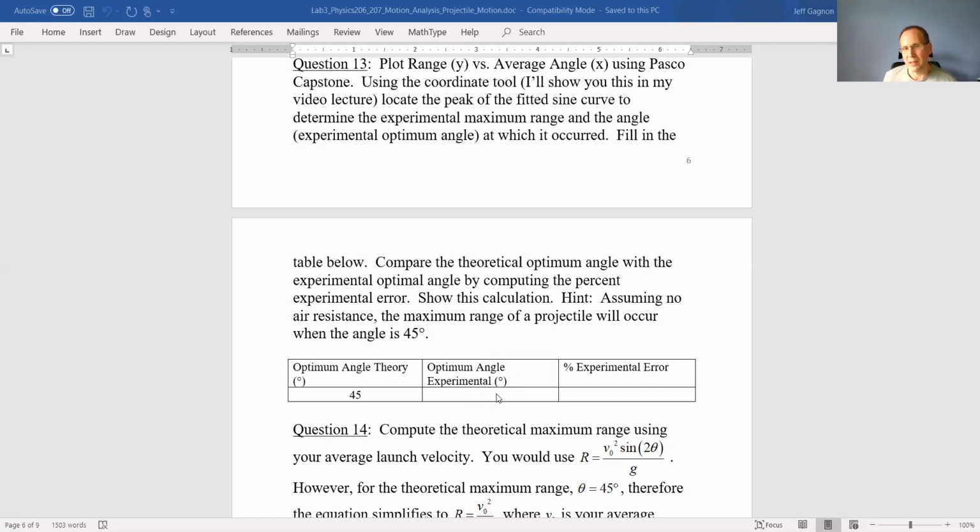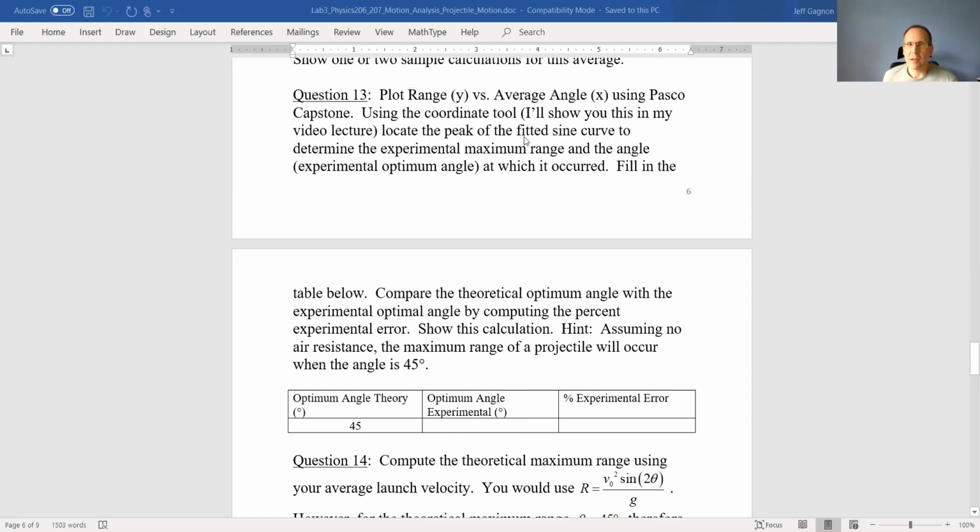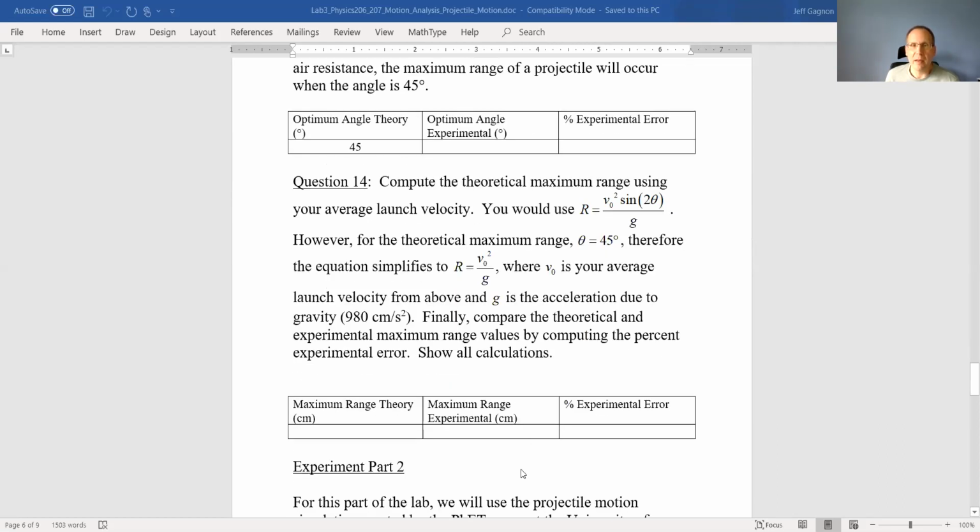It was like 44 point something. I forgot what it was, but you're going to record the value there. And then you're going to compare those two by computing a percent experimental error. Remember how to do that? You find the difference in its absolute value, so you make it positive, divide by the theory, the accepted value, which is 45, and then times 100. Also, remember when you did that coordinate tool, you also got the experimental maximum range. You can put that value into this table, whatever that range was experimentally in centimeters.